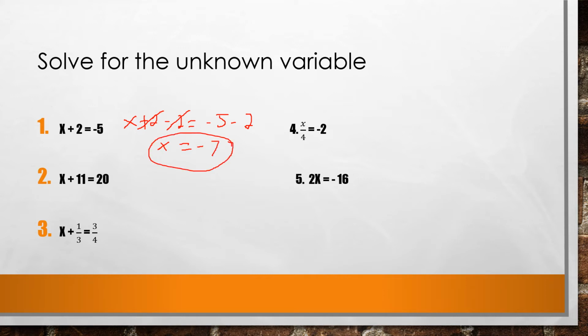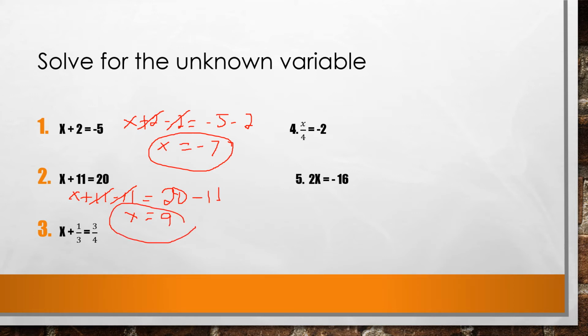And then we have x plus 11 is equals to 20. So the same, we need to subtract 11 from both sides. x is equals to 20 minus 11. So here, therefore x is equals to 9.